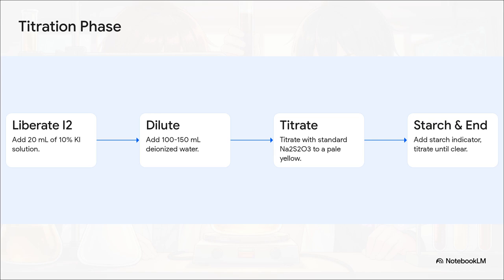Right then, we add our starch indicator. It binds to the remaining iodine, creating this striking deep blue color. We just keep titrating drop by drop until that blue completely disappears. Bam! That is our exact endpoint.